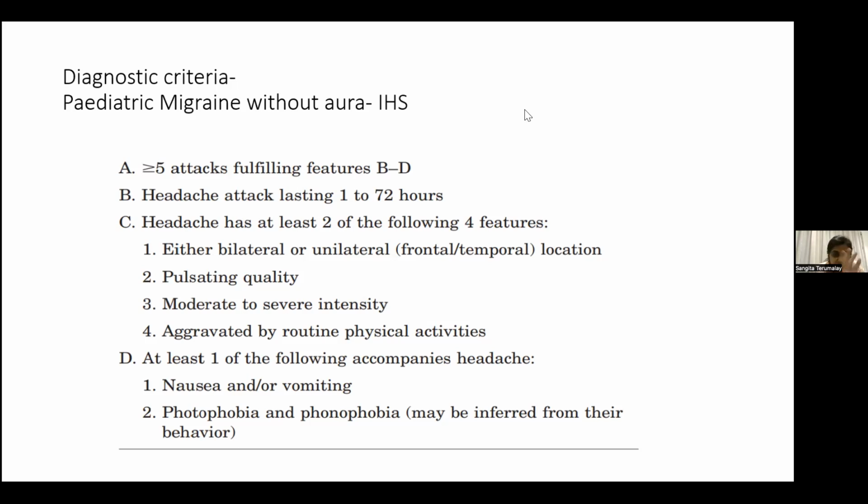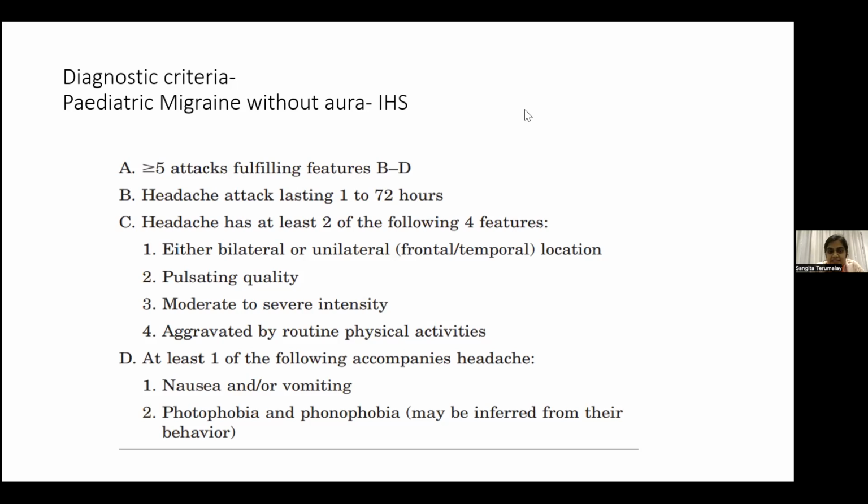Frontotemporal location, either bilateral or unilateral. Commonly children, like adults, tend to complain of unilateral pain. Sometimes they even complain of unilateral eye pain. But basically it's frontal, and they're just getting referred pain to the eye. So I would still classify that as a frontal location.